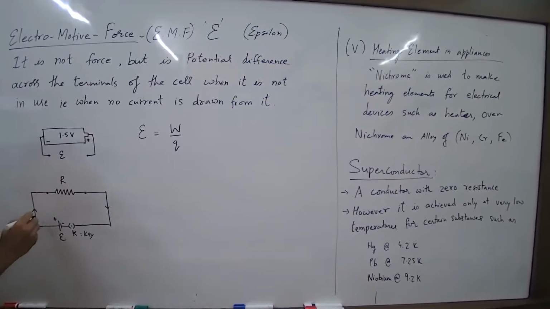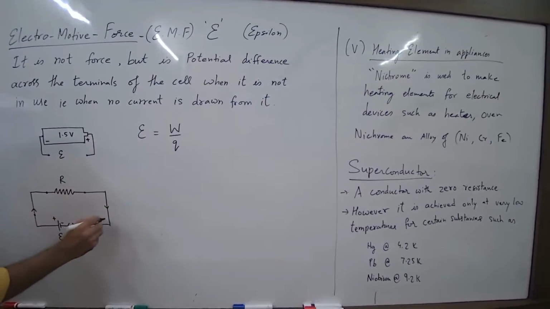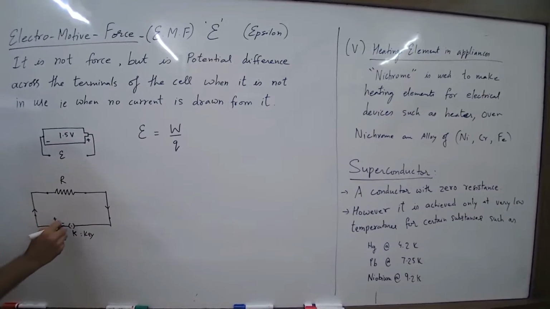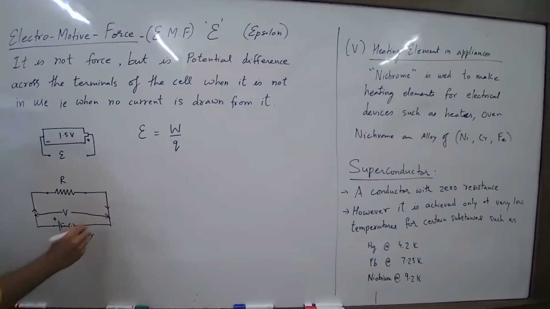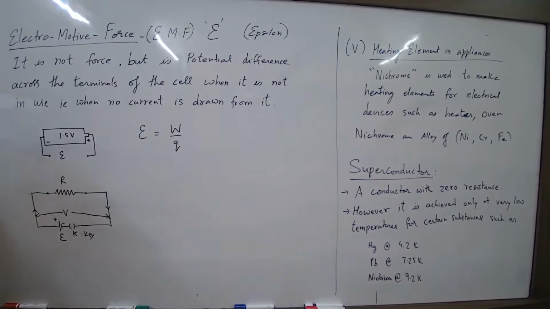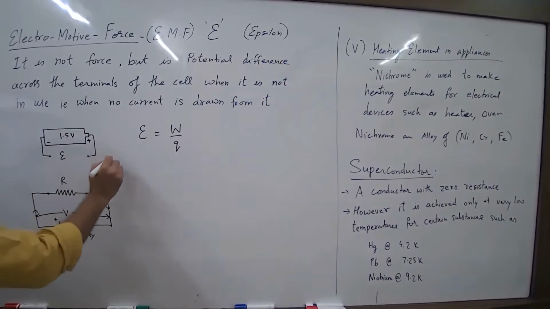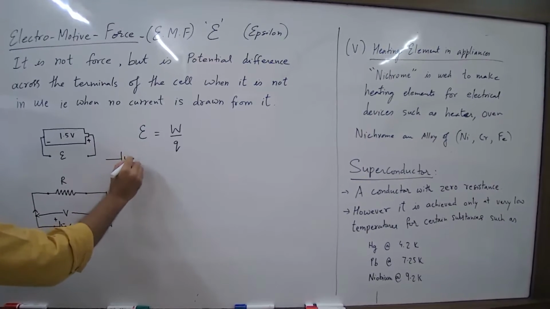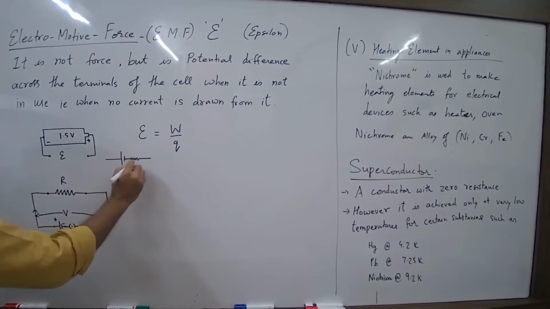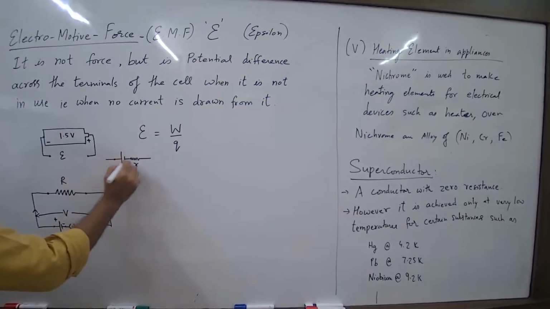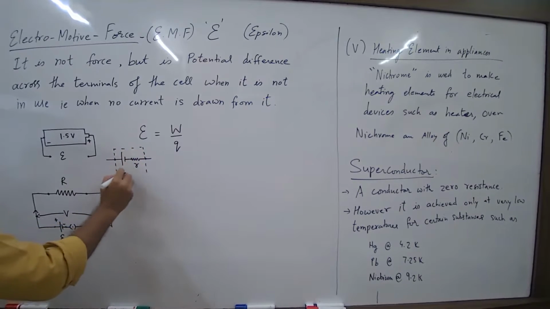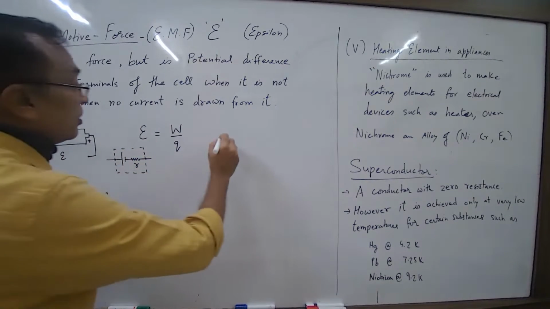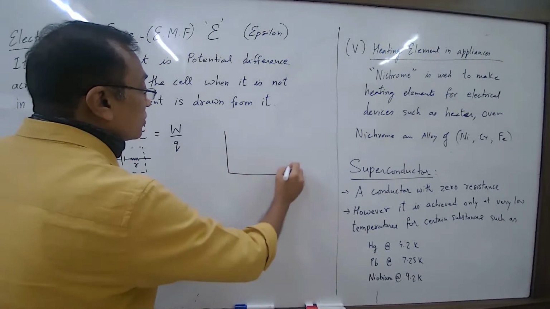So now listen. I will tell you what is what. When the cell is in use, then whatever is the potential difference, that is called terminal potential. It is less than E. Okay. So what is the symbol of this cell? This is the internal resistance and this is the full cell. Now what is all this? Pay attention here. This is the structure of the cell.